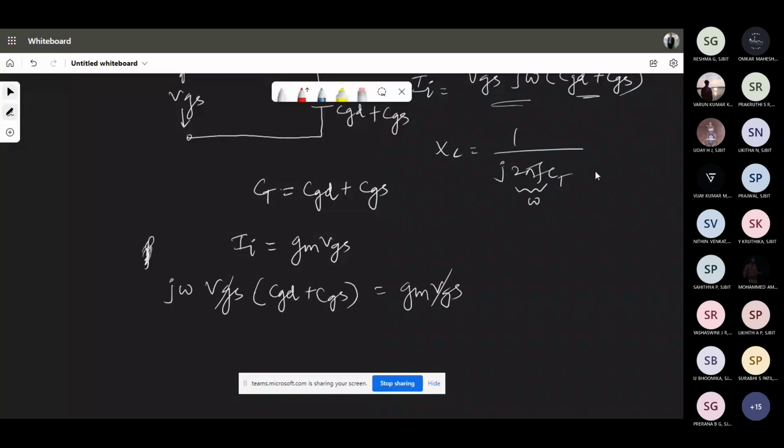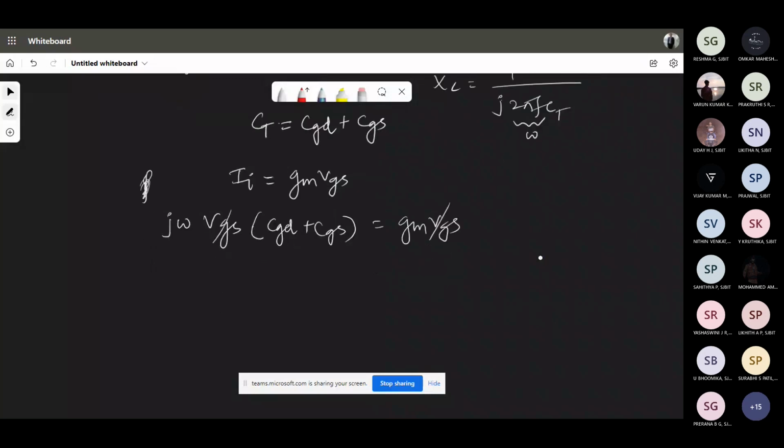VGS gets cancelled off. Allow me to eliminate this j here. If you consider only the magnitude, j gets eliminated. I can remove it. And there is a negative sign which can also be eliminated because j squared becomes minus 1 there, but as I'm taking the magnitude of it, even the negative sign gets eliminated. It's the cutoff frequency. At the cutoff frequency, this condition gets satisfied.